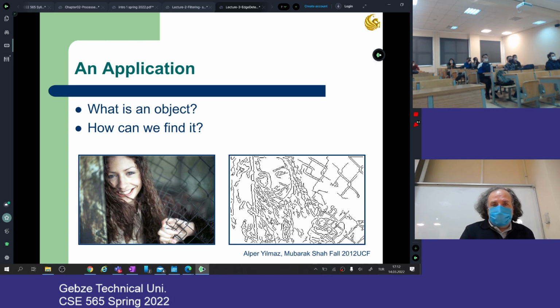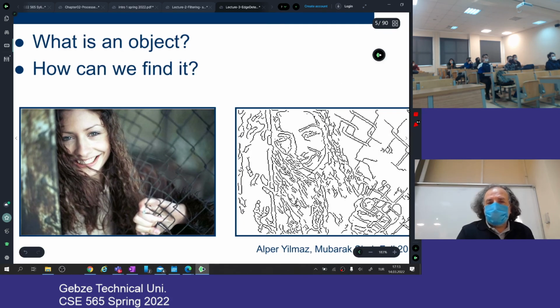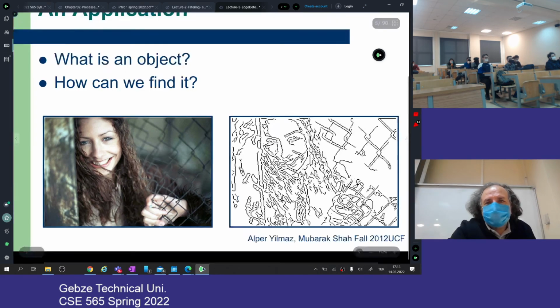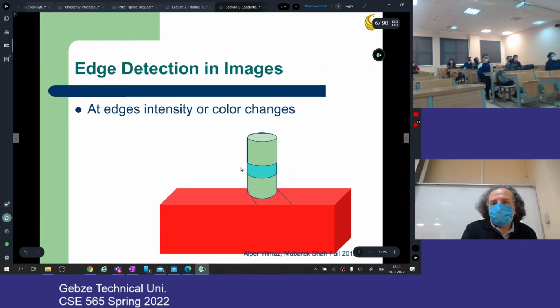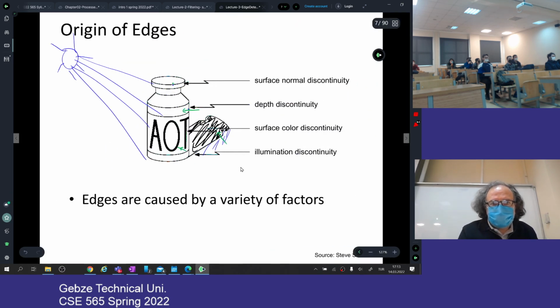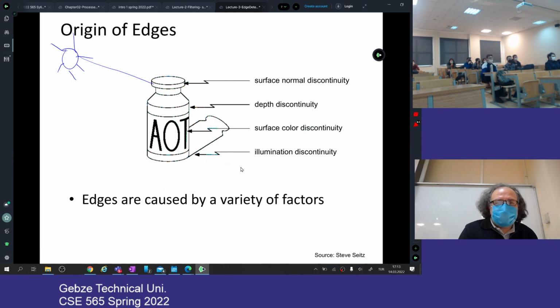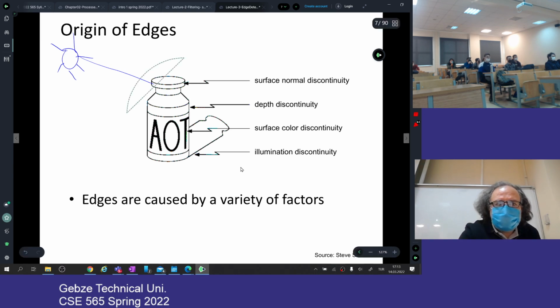So this is another example of edges, as you see. Most of the edges correspond to the objects, people, their facial structure, etc. But some of them are not there at all. Maybe I shouldn't talk about this. Maybe this is a better image to talk about, right? So edges, I mean the sudden changes in image intensity, happen because of these kind of situations.